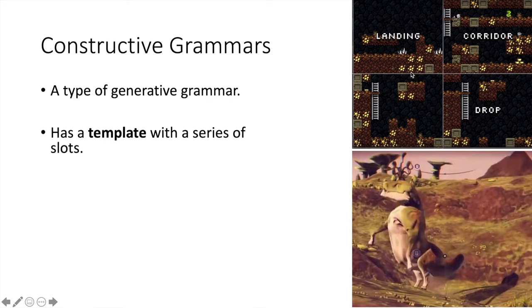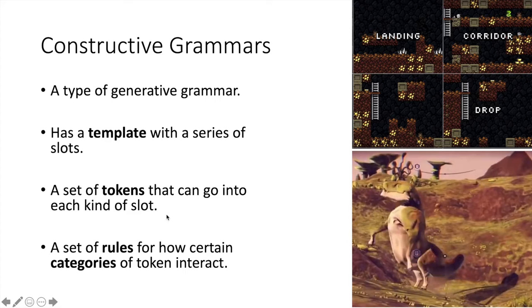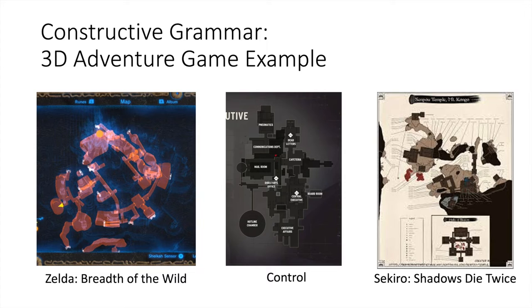There's a set of tokens that can go into each kind of slot, and a set of rules for how certain categories of token can interact. Often you end up breaking up your tokens into categories, things like landing, corridor, drop, etc. And then you write rules for these categories, these types of tokens, rather than for each individual token. We might have a head category that contains all the different kinds of heads, and we would probably have a rule about how heads interact with torsos, not about how this specific head interacts with this specific torso. Okay, let's look at an actual example here, just in the PowerPoint slides for now, of what we would try to do if we were trying to generate 3D adventure games.